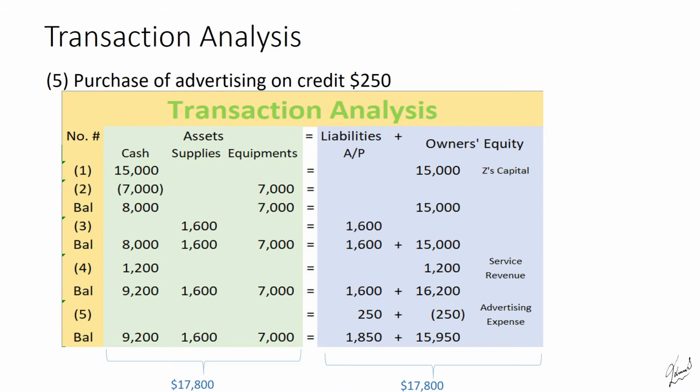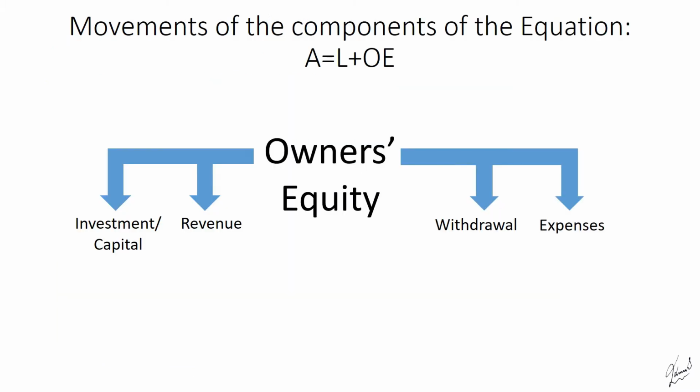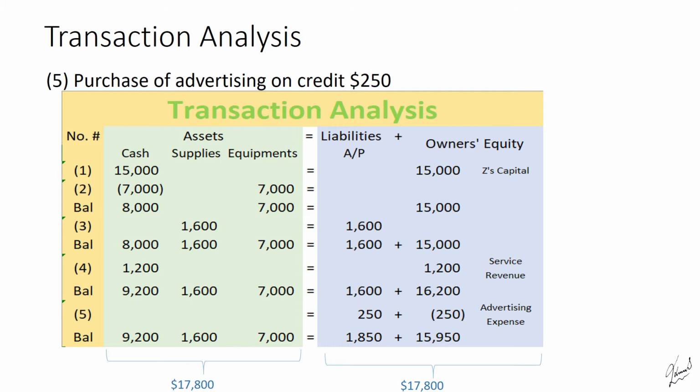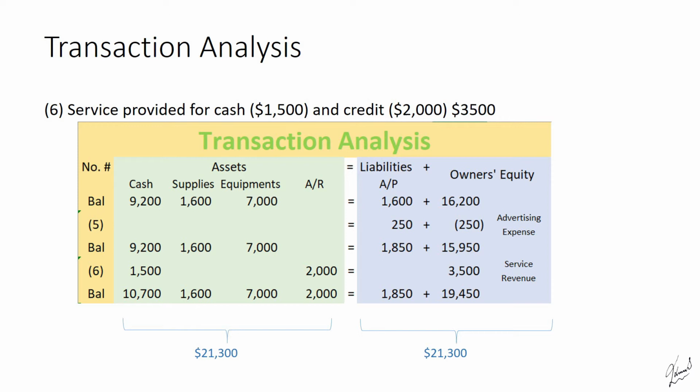At the same time, what is advertising? Advertising is a kind of expense. An expense is part of owner's equity, and when expenses increase, owner's equity decreases. So under owner's equity we have deducted 250 because advertising expense has increased by 250. Let's move to the next transaction. Service provided for cash and on credit. Total amount of service provided is 3500.